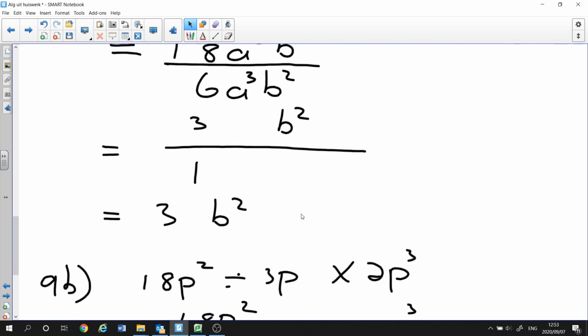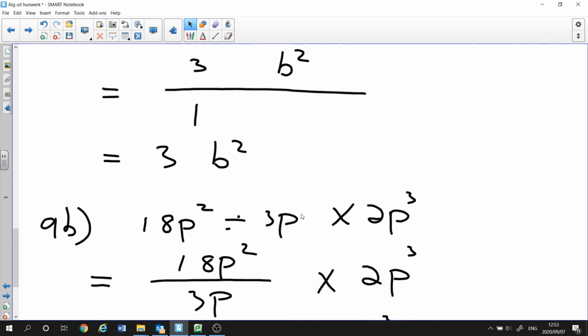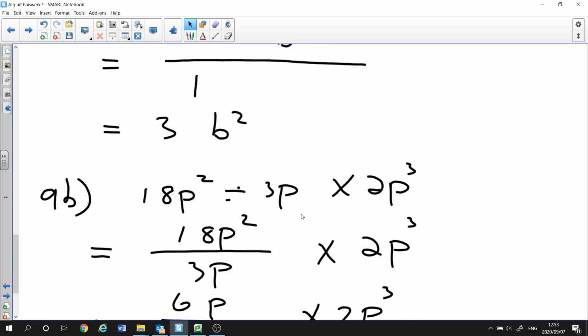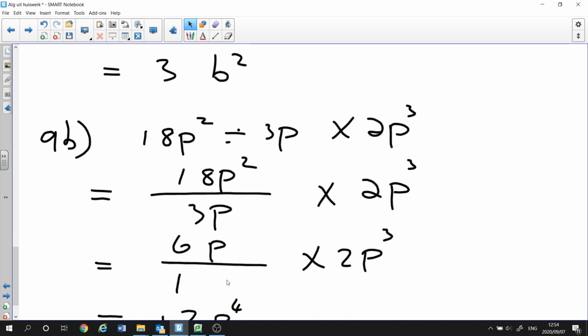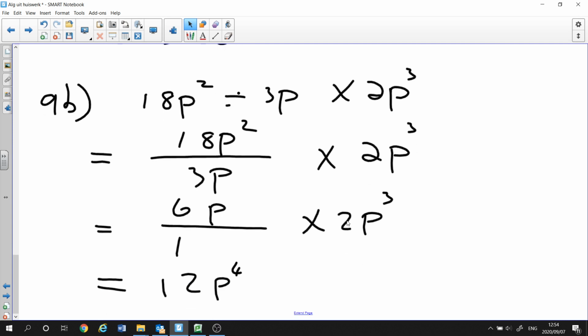Then number 9b, we can do it from left to right. So we're first going to say 18p squared divided by 3p times 2p cubed. Right, so 3 goes into itself once, into 18, 6 times. Then I have 1p at the bottom and 2p's at the top. So there's 1p left times 2p cubed, and that gives me 12p to the power of 4.